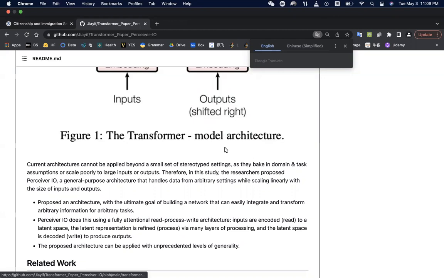It's actually a fully attentional read, process, write architecture, and they propose that the architecture can be applied with an unprecedented level of generality.